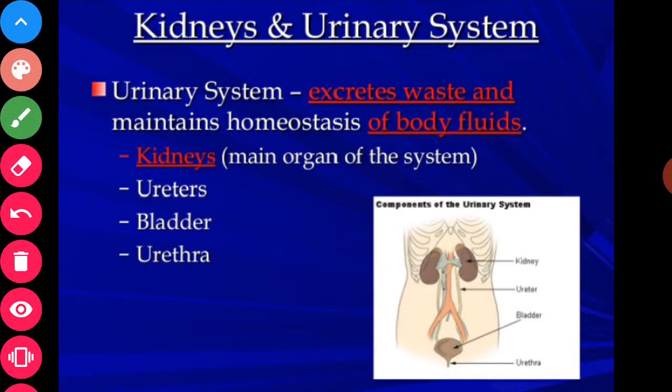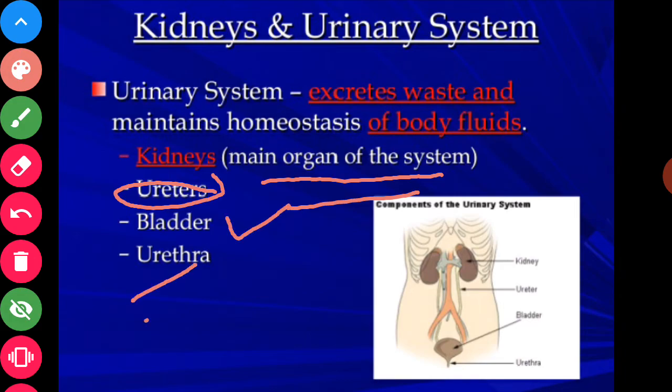Kidney and urinary system. The urinary system excretes waste and maintains homeostasis of the body fluids. If we talk about the excretory system, kidney is the main organ. The other organs of the excretory system are ureters, bladder, and urethra.